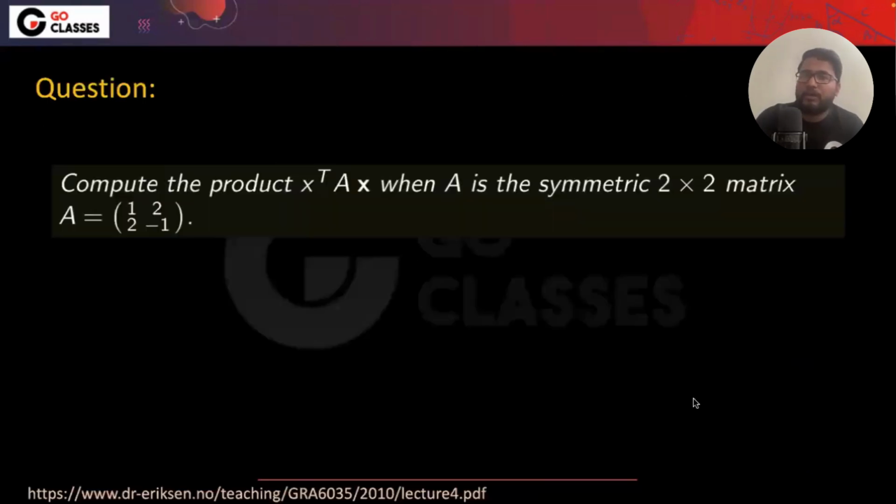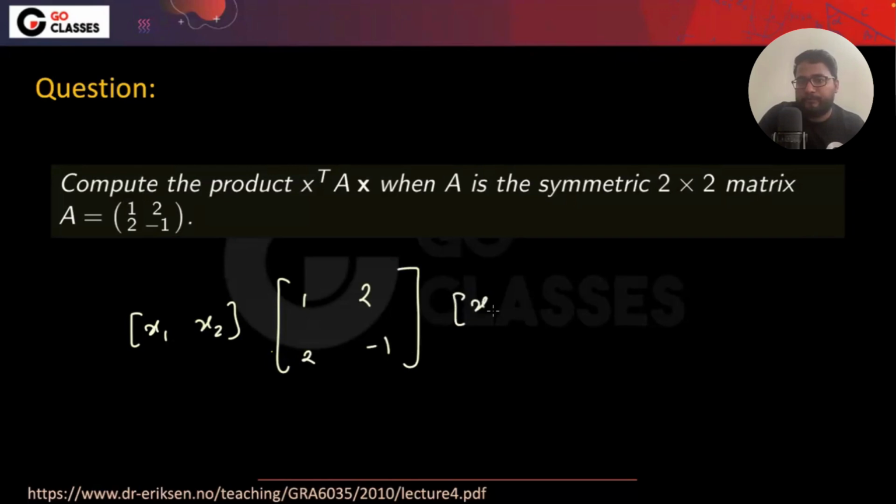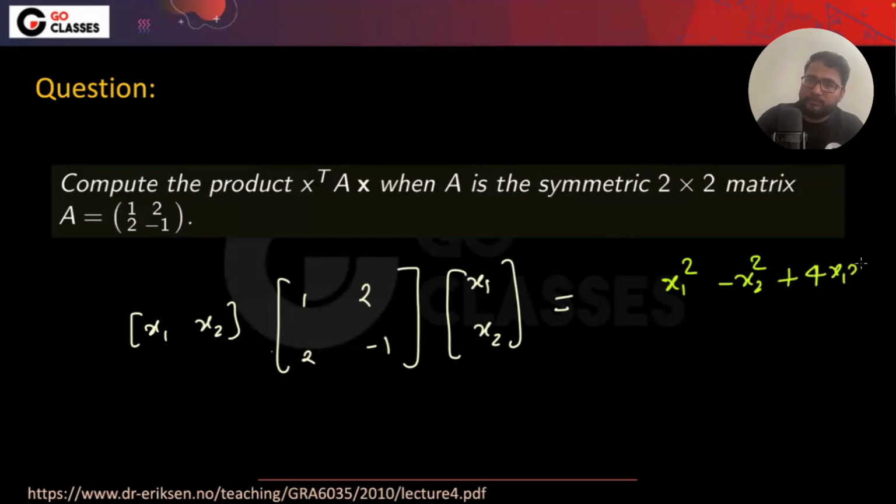Understood? Now let's suppose they ask you to compute the product X transpose AX when A is a symmetric 2 cross 2 matrix. Suppose for this given A, you want to compute this product. How to do it? You can multiply like this, x1 x2 times the matrix 1 2, 2 minus 1, times x1 x2. Or instead of multiplying, you can directly tell. This 1 means x1 square, this minus 1 means minus x2 square, and this 2 and 2 give 4 into x1 x2. So this is x1 square minus x2 square plus 4 into x1 x2. Understood?